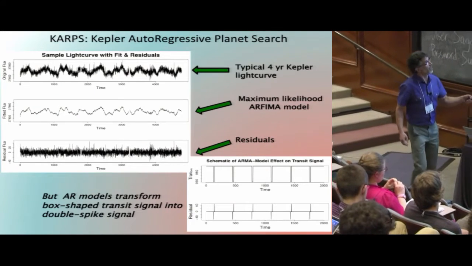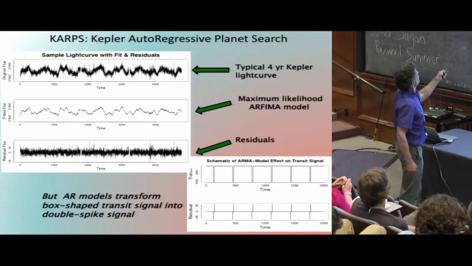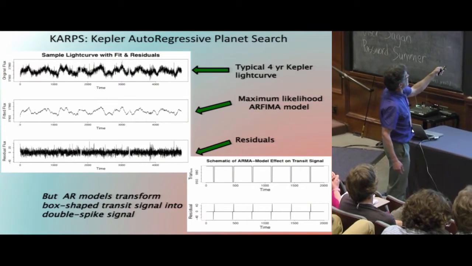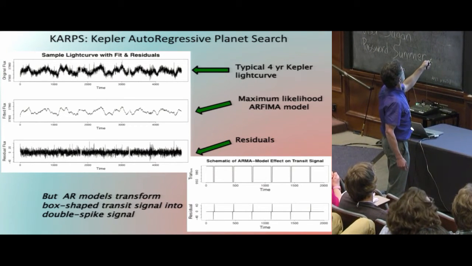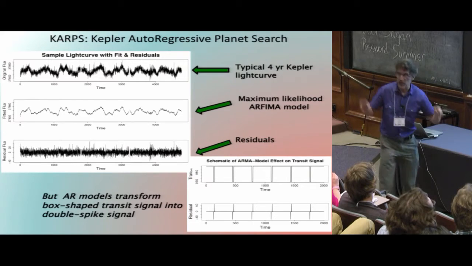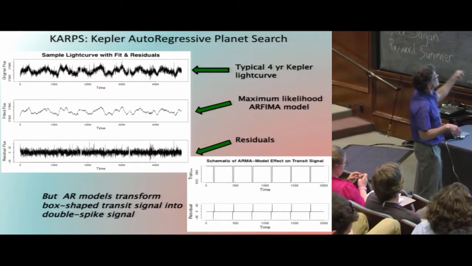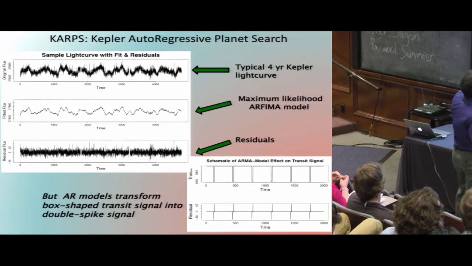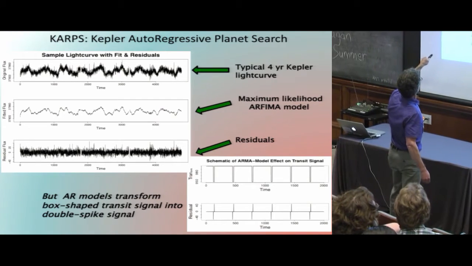Here's a typical four-year light curve. This is 4 years of data. Every 29 minutes, there's a data point. This is the original flux. It's actually something called the PDC flux if you're a professional. It means it's been corrected for a lot of instrumental work. There are some gaps.